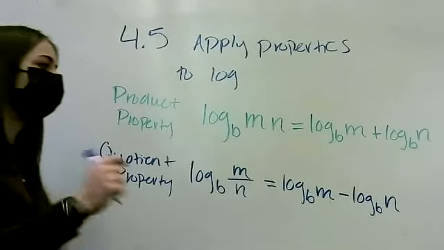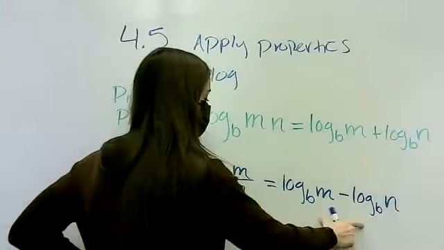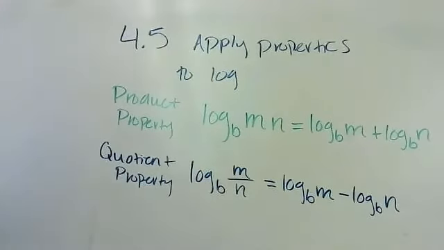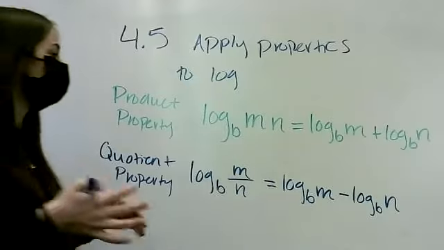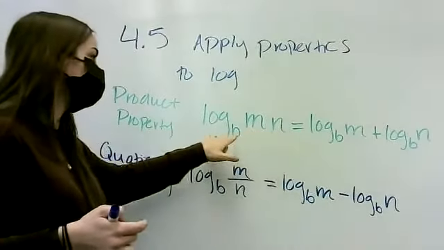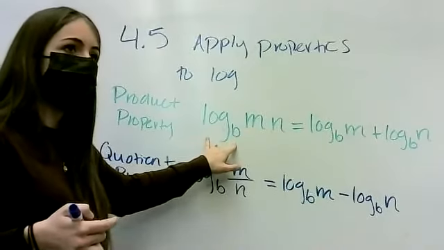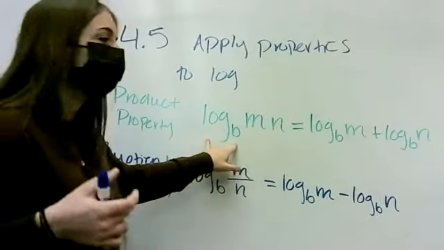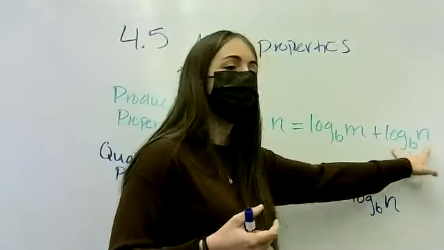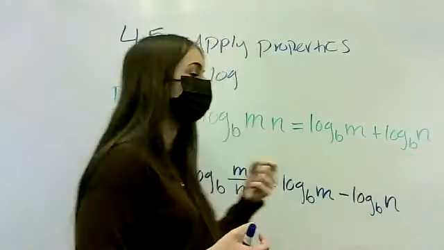Once again, these work both ways. If you start with something larger, you could also condense it to this smaller version with division. What's important to remember with these is they are equal though. So the reason that this property works is if you were to first multiply m and n and then figure out the log of that value, that's the same as if you found log of m and found log of n and added those two values together.